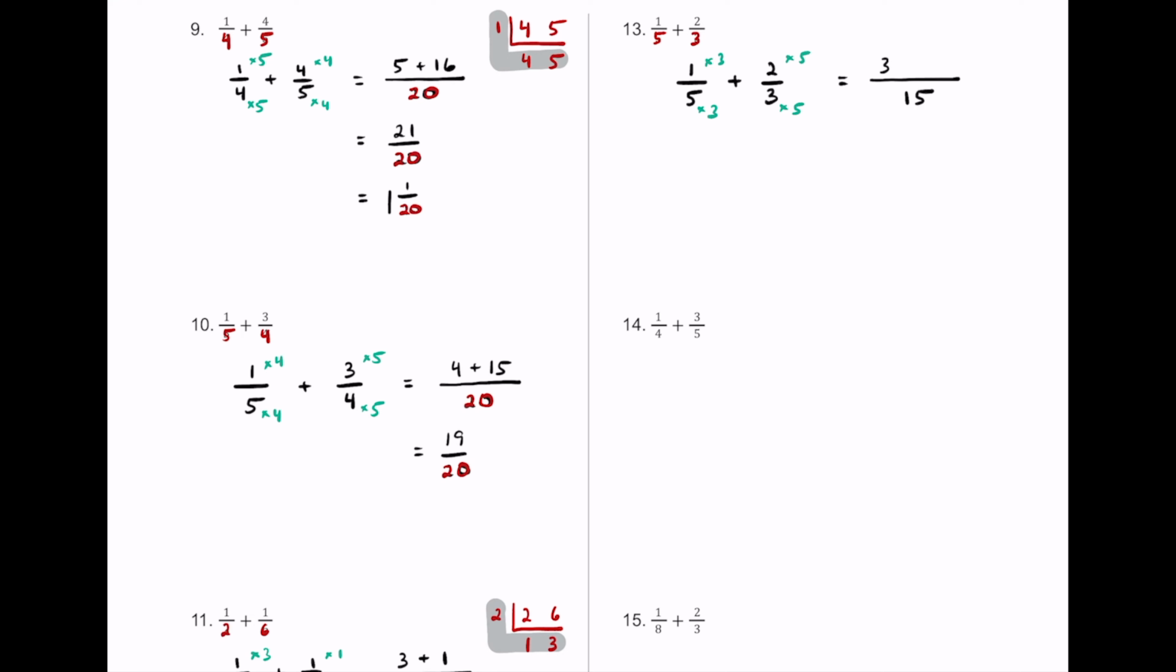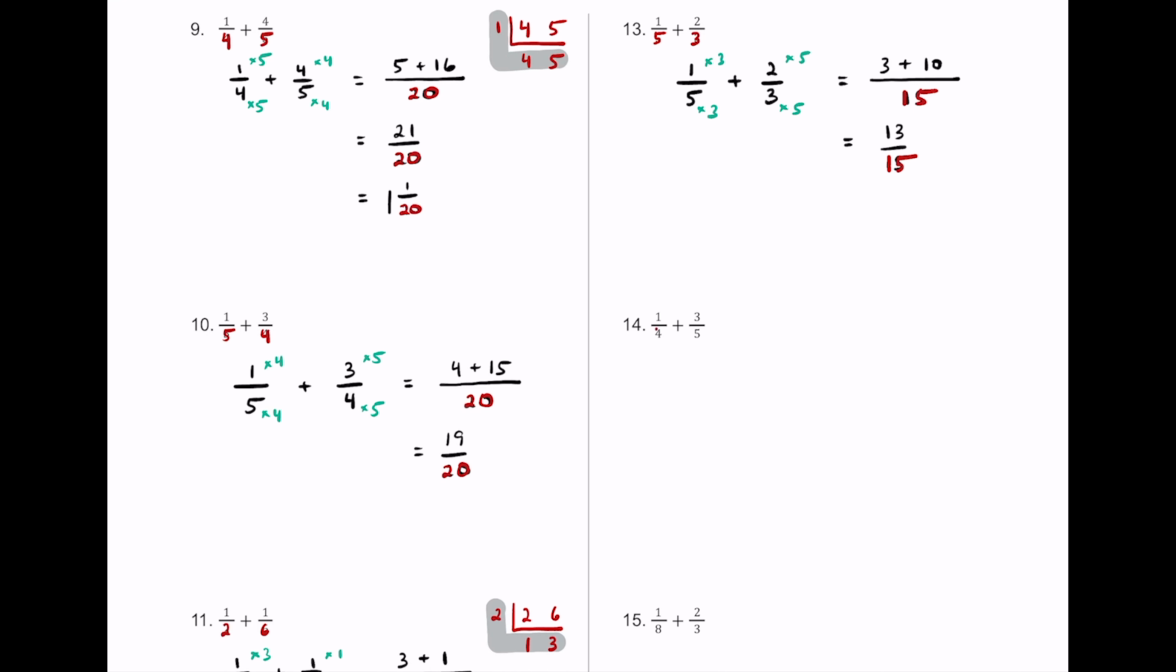1 times 3 is 3. 2 times 5 is 10. So we have 3 plus 10 on top. That's going to be 13/15ths. And that can't be simplified just because 13 is prime and the factors of 15 also don't go into it. So this one is actually nice and short, but our common denominator, our least common denominator, was 15.